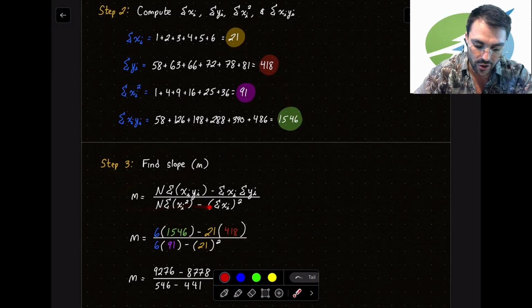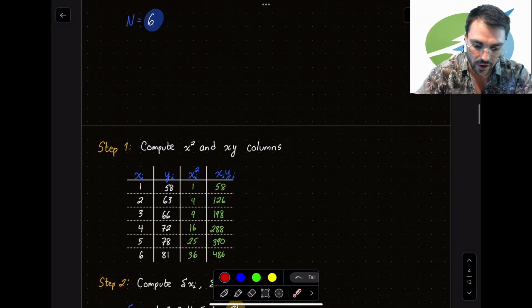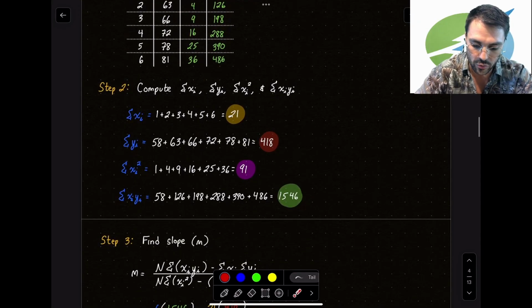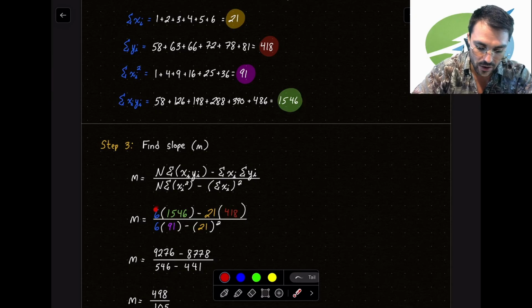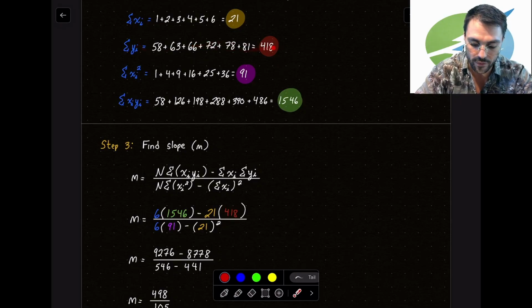So I rewrote the equation here. I probably should have color coded like I did in this step, but I highlighted each of these a different color. This one I gave blue, orange, red, pink, and green, so we can quickly see what goes where. So n, we plug in 6. The summation of x sub i times y sub i, that's our green value here, 1,546, plug that in there. Minus 21 is the summation of x sub i, we found that right here, times the summation of y sub i, 418, we found that right here.